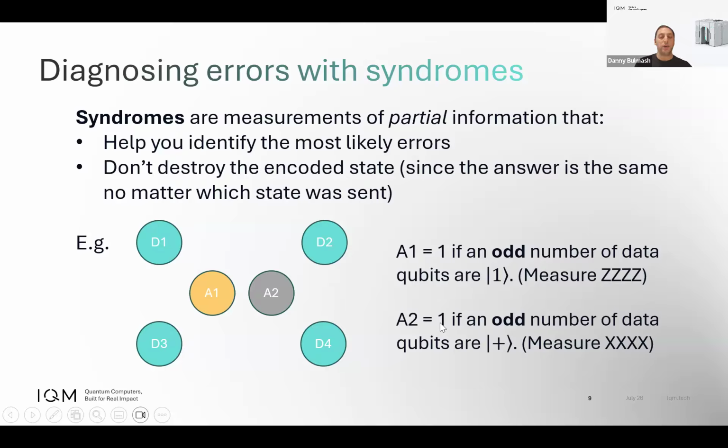Likewise, ancilla 2 is supposed to be 1 if an odd number of data qubits are in the plus state, which is the equal weight superposition of 0 and 1 with a plus sign between them. And that's the same thing as measuring XXXX. And this was responsible for detecting phase flip errors, because if a phase flip error occurs on one of the data qubits, then we'll go from an even to an odd number of data qubits that are in the state plus. So by measuring both whether there's an odd number of qubits in 1 or an odd number of qubits in plus, we're able to detect both bit flip and phase flip errors.